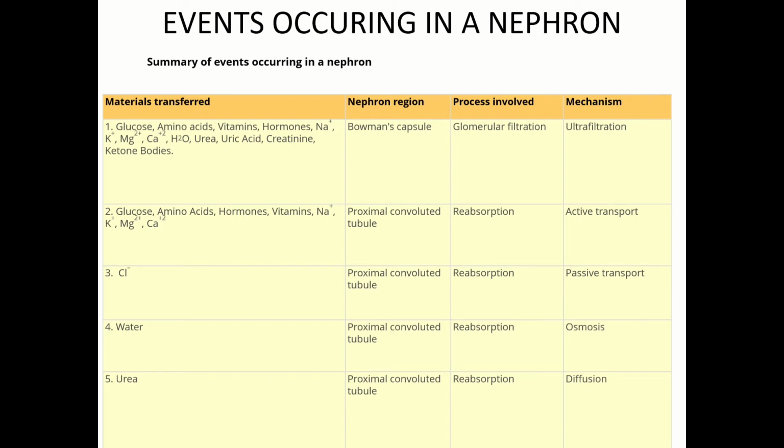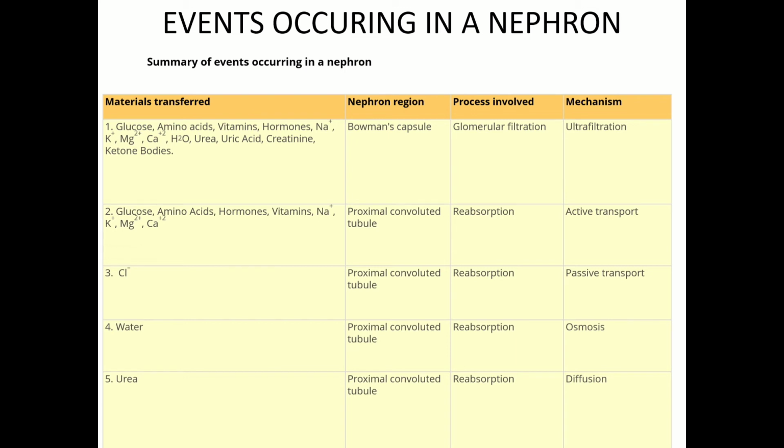Third, chloride ions are the material transferred. The nephron region is the PCT, the process involved is reabsorption, and the mechanism is passive transport. In the fourth row, we have water as the material transferred. The nephron region is the PCT, the process involved is reabsorption, and the mechanism is osmosis.